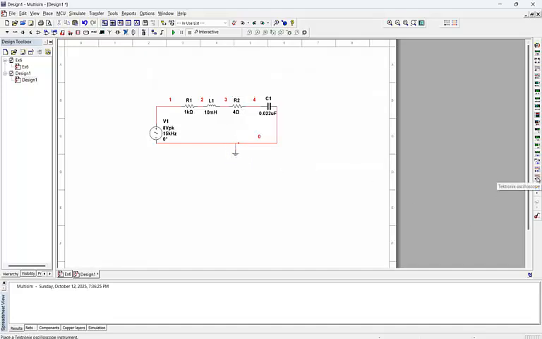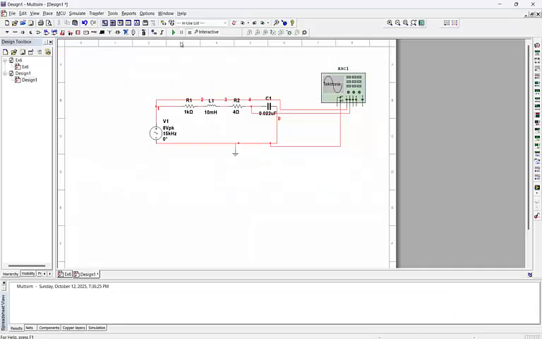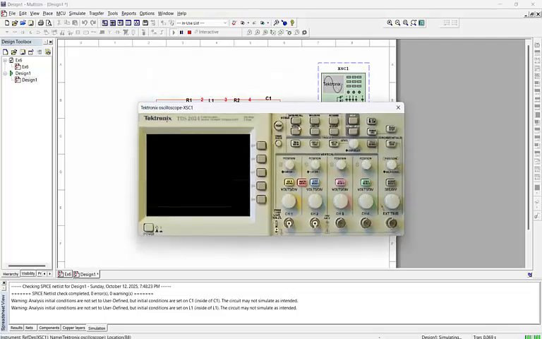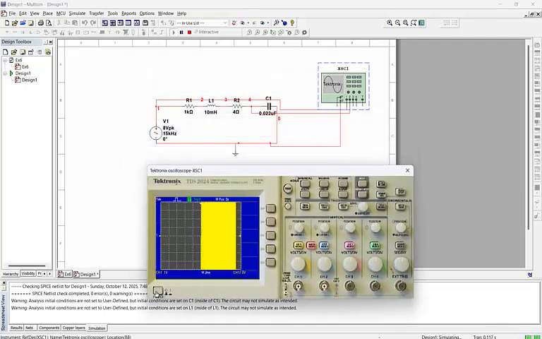And get the Tektronix oscilloscope that we are going to use in our lab. Connect the ground to the ground. And here for channel 1 I am going to measure the input voltage or the input signal, and for channel 2 I am going to put it across the capacitor. So I am going to start the simulation and open the Tektronix oscilloscope and power on.